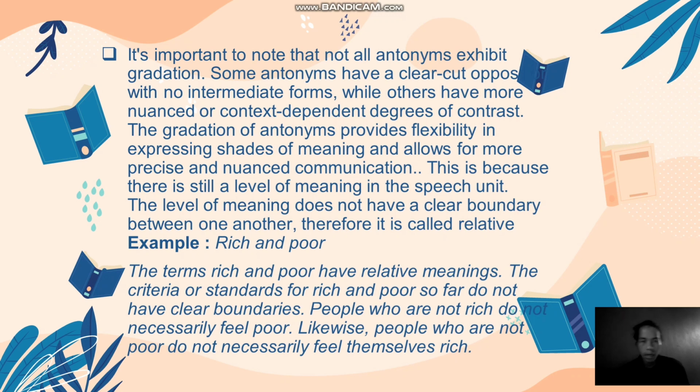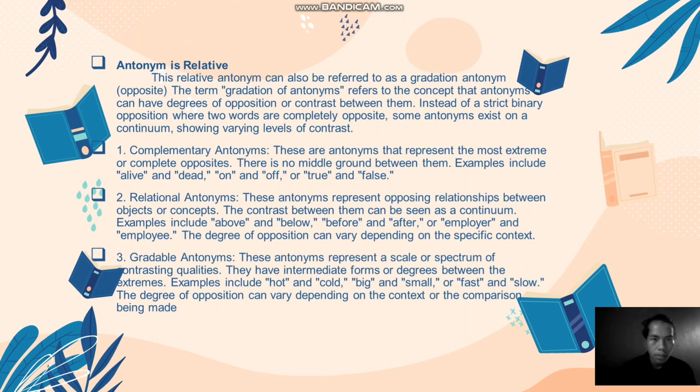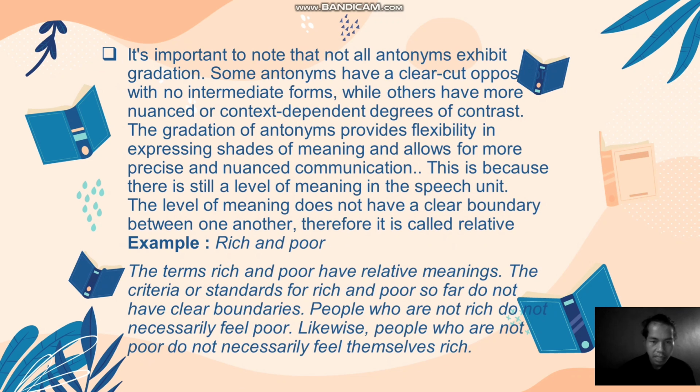This is because there is still a level of meaning in the speech unit. The level of meaning does not have a clear boundary between one another, therefore it is called relative. Examples of relative antonyms are rich and poor, dead and alive. The terms rich and poor have relative meanings. The criteria or standard of rich and poor so far do not have clear boundaries.